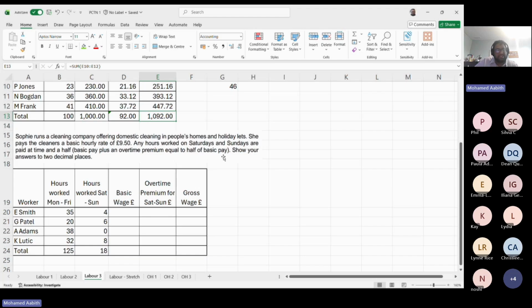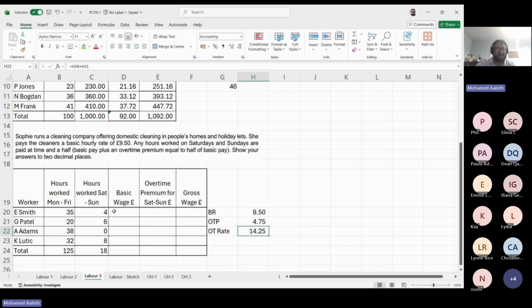So what they're saying here, show your answers to two decimals. You get half of basic pay. So half of the basic pay of £9.50, let's put that into two decimals, is going to be the overtime premium of £4.75. So here, this is your basic, right? And this is your OTP, overtime premium. So the overtime rate is going to be equal to that plus that. Okay, just for the sake of it, we just keep that number here.